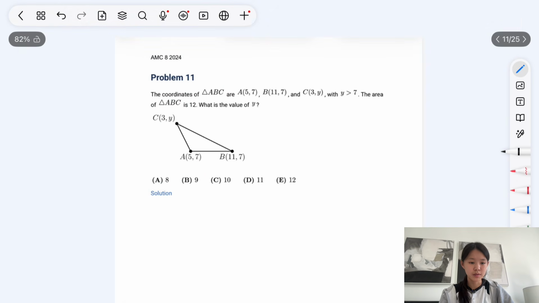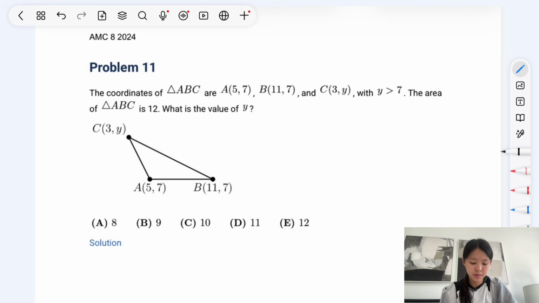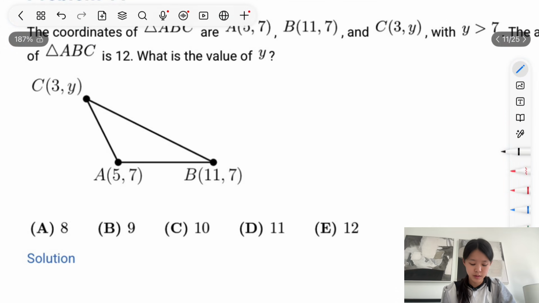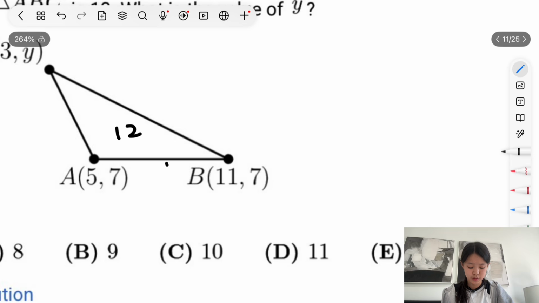Okay, problem 11. The coordinates of ABC are 5, 7, 11, 7, and 3, y. The area of ABC is 12, and what is the value of y? Basically, the area of this total shape is 12. And recall that we're given the base here already, which is 11 minus 5, which is 6.